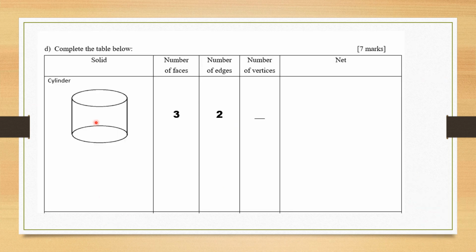Here we have a cylinder. It has a circle at the top, circle at the bottom, and in here is a rectangle, because we have to draw the net. So it is a rectangle, and then the circles. Okay, that's the net. Vertices now would be 0. There are none.